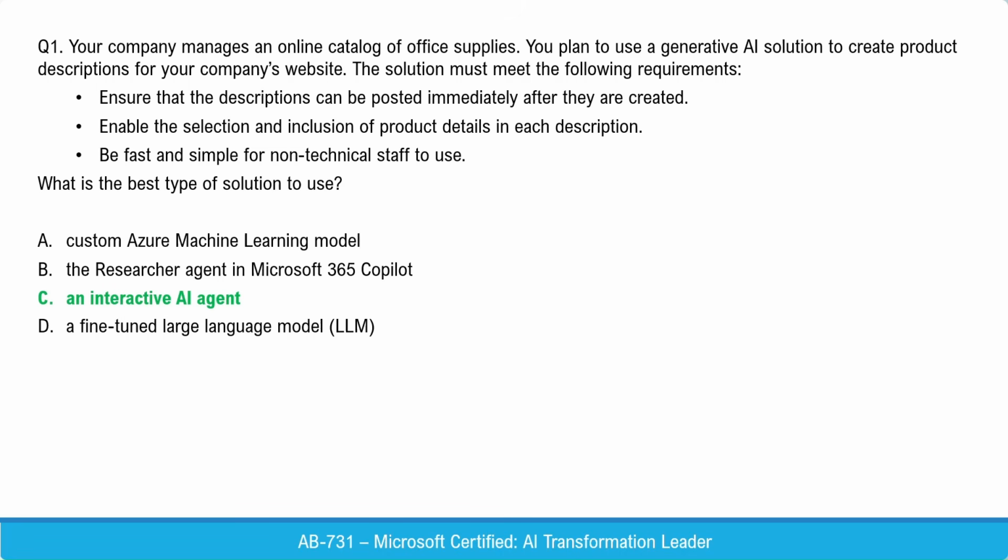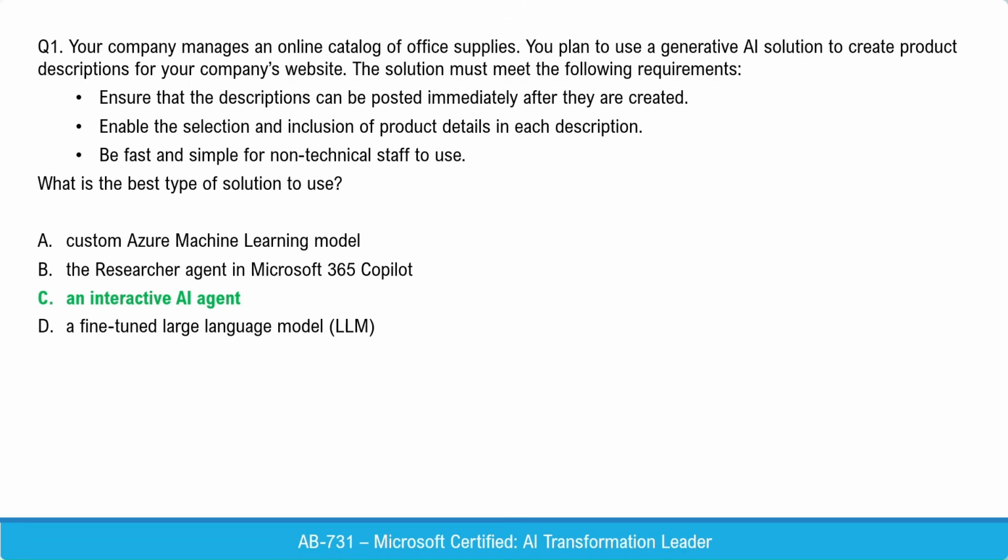You need something fast, simple, and usable by non-technical staff, while also allowing users to include specific product details in the descriptions. An interactive AI agent fits perfectly because it allows users to input details like product names, features, and specifications in a conversational or guided way and instantly generates ready-to-publish descriptions. No technical setup, no training, just immediate results.